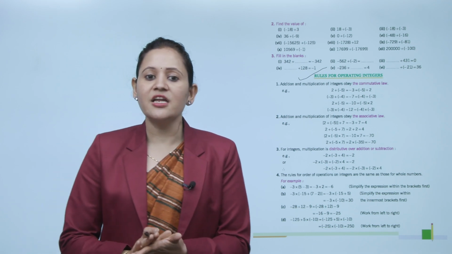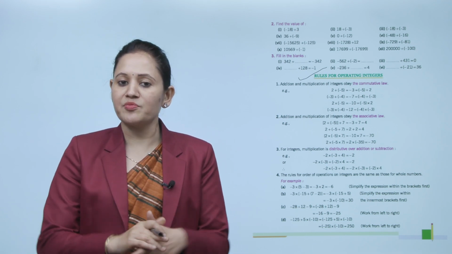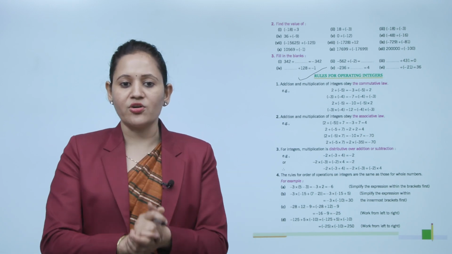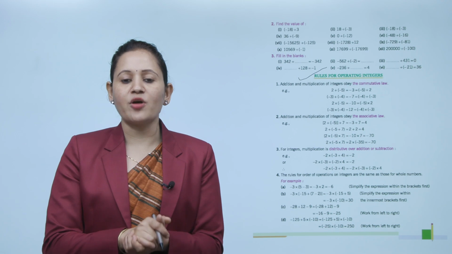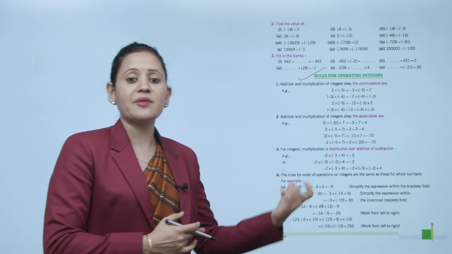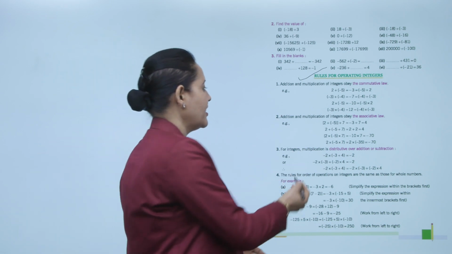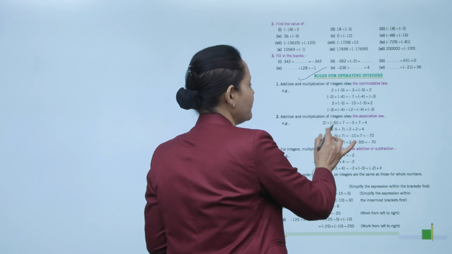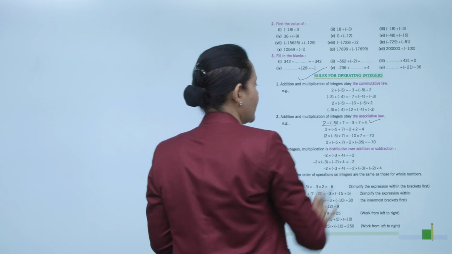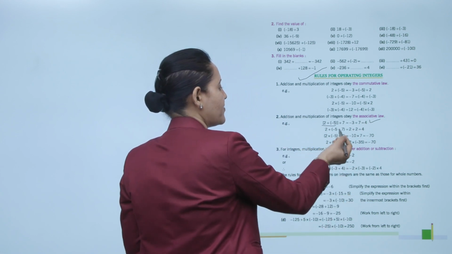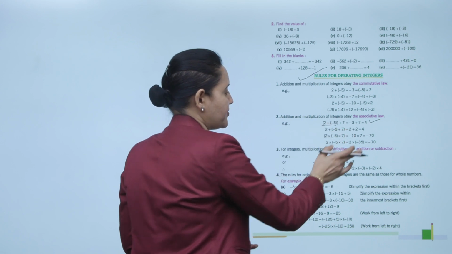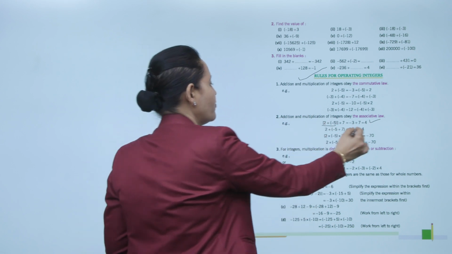So addition and multiplication are commutative, meaning we can add 2 integers or multiply 2 integers in any order. Addition and multiplication of integers obey the associative law, meaning हम उनको कैसे भी ग्रुपिंग करके ऐड कर सकते हैं, मल्टीप्लाई कर सकते हैं. The result will be the same. Like here, 2 plus -5, that is -3, plus 7, that is 4. If we change the grouping, 2 plus (-5 plus 7), that is -5 plus 7, which is 2. So 2 plus 2, 4.